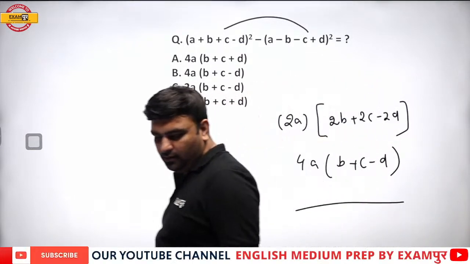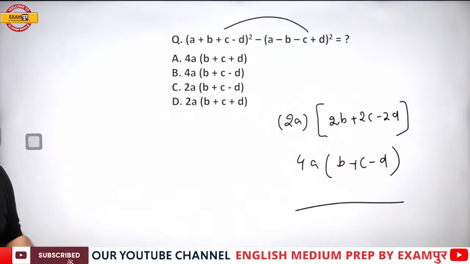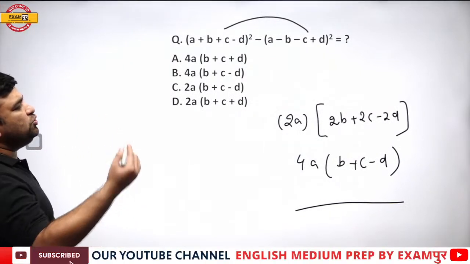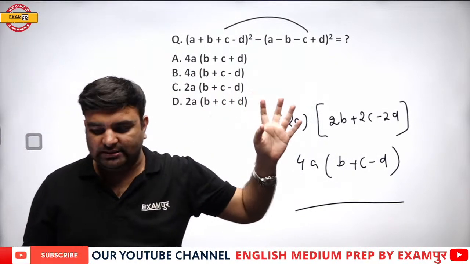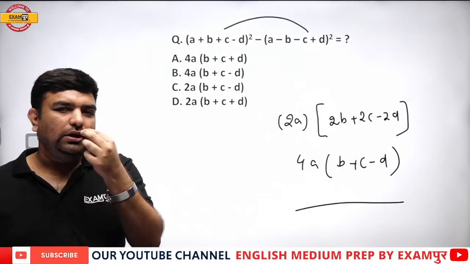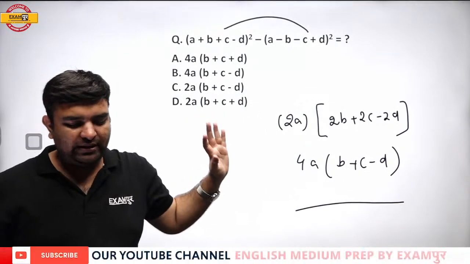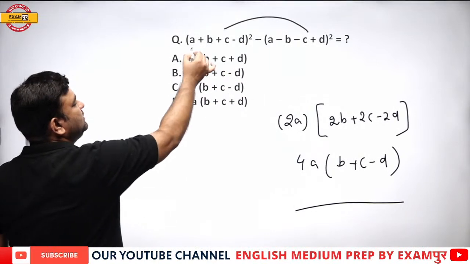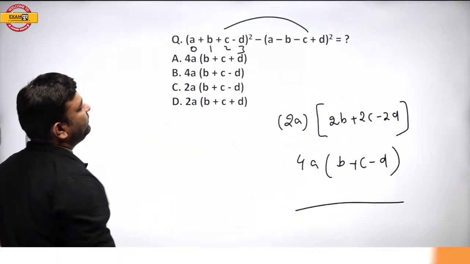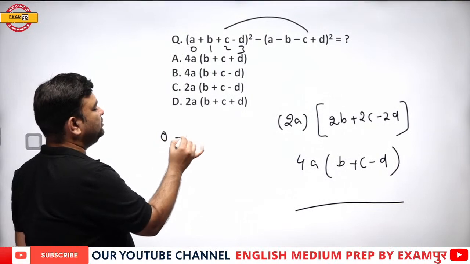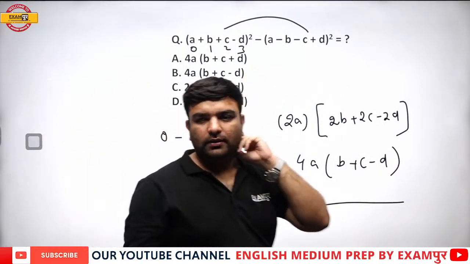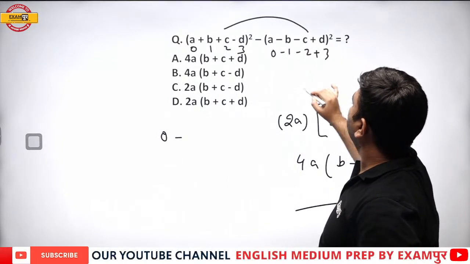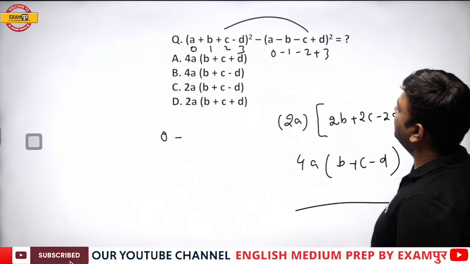One of the ways. Another way is putting the values. Assume A, B, C, D according to your choice. Which option satisfies is your answer. Like you assumed A, B, C, D as 0, 1, 2, 3. So 3 minus 3, 0 ka square, 0. And 0, 1, 2, 3. So it is also what?